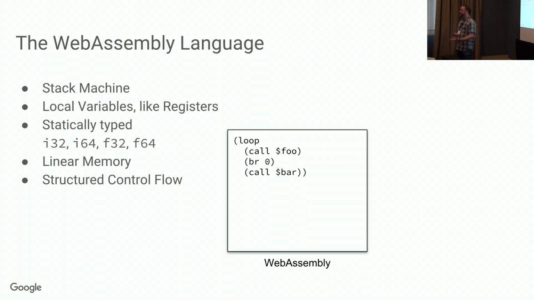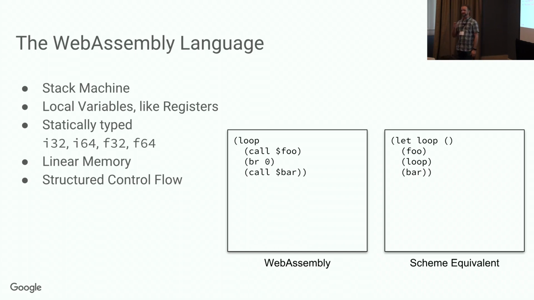Here's an example of a loop instruction in WebAssembly. Basically this is an infinite loop. You go in the loop, you call a function foo, and BR 0 says, okay, break up to the last label, which is the top of the loop. And then it just does that again. So actually this call bar never gets executed in this case. It's just an infinite loop.